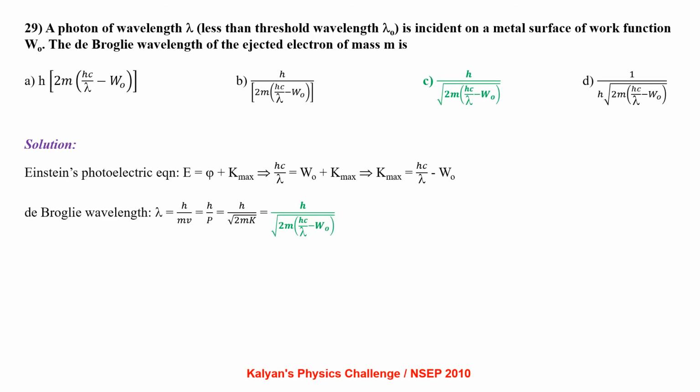A photon of wavelength lambda, less than the threshold wavelength lambda naught, is incident on a metal surface of work function W naught. The de Broglie wavelength of the ejected electron of mass m is. Applying Einstein's photoelectric equation, E equals W naught plus K max, we get hc by lambda equals W naught plus K max, from which we have K max equals hc by lambda minus W naught. The de Broglie wavelength lambda equals h by mv, that is h by root of 2mK. So the final answer comes out to be h by root of 2m times (hc by lambda minus W naught).